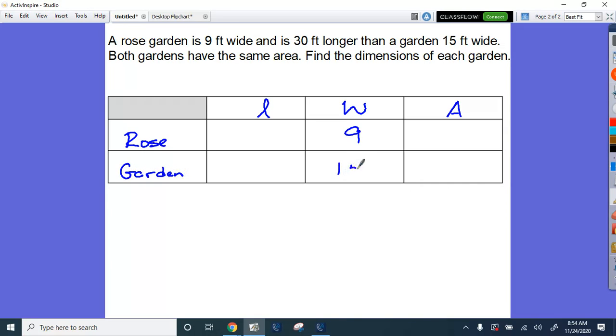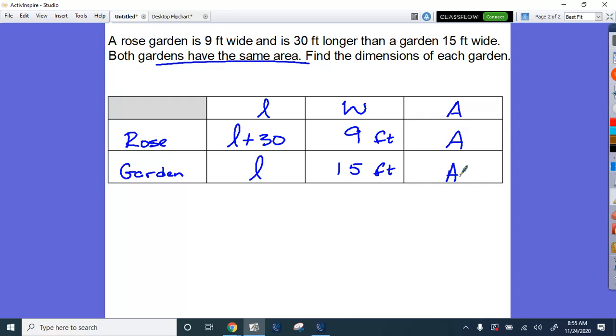I know the width is 15 feet. I'll put my units in here. And I know that the length is 30 feet longer in the rose garden than the other garden that I have here. I don't know what this length is, it's just L. Up here, 30 feet longer would be L plus 30. Now it does tell us that both gardens have the same area.